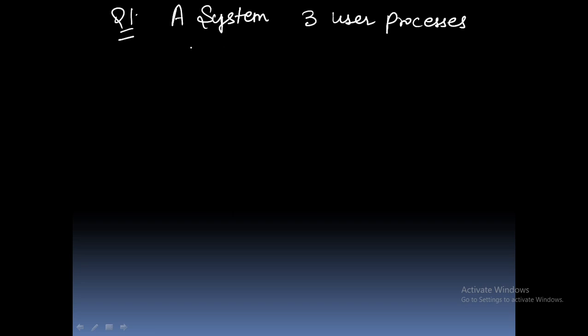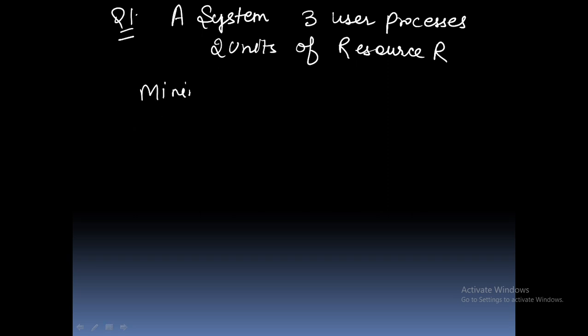Now I am going to discuss some practical questions related to deadlock. First question: a system has 3 user processes, each requiring 2 units of resource R. We have to find the minimum number of units of resource R such that no deadlock will occur.